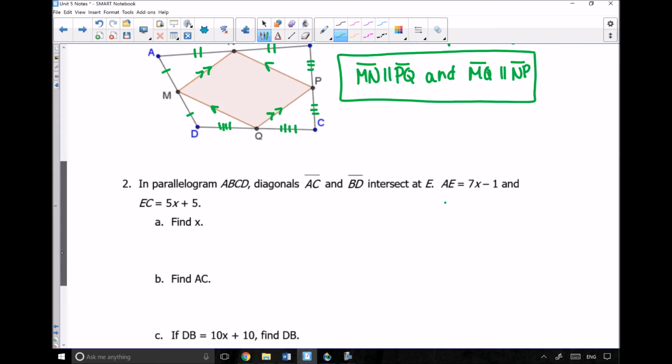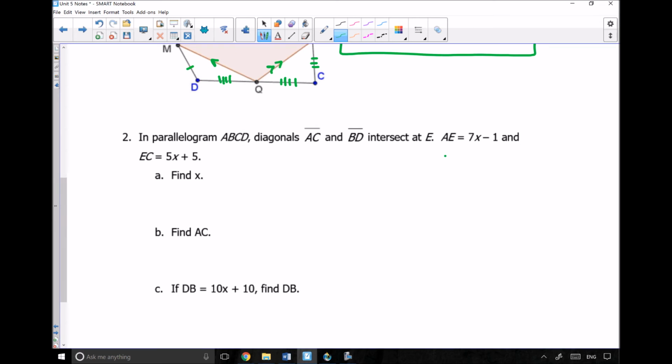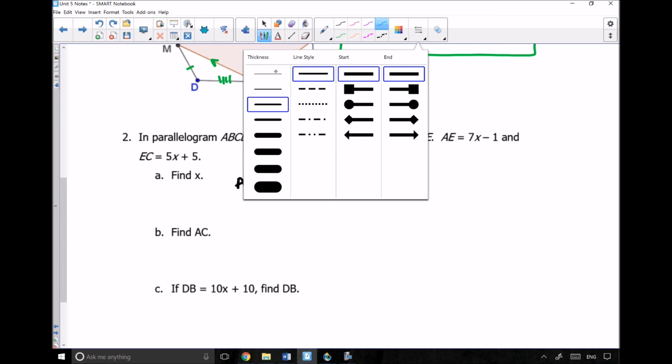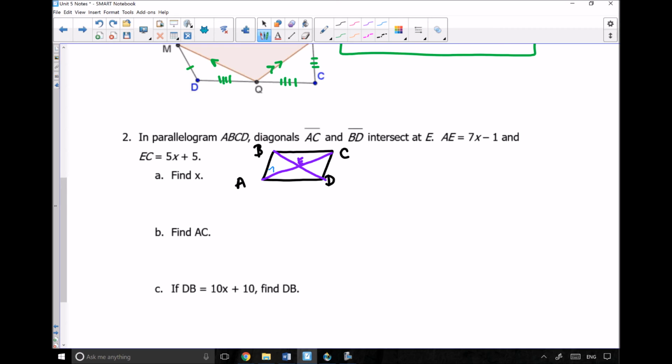Okay, so question number 2, it says that we have a parallelogram called ABCD. So I'm going to draw a picture of ABCD right here. And we have some diagonals, and we know that the diagonals are called AC and BD, and our diagonals are going to intersect at E. It also tells us that AE equals 7x minus 1. So I can label that information right here, AE is 7x minus 1. And it also tells me that EC is 5x plus 5.